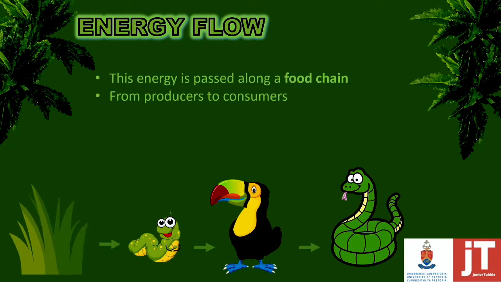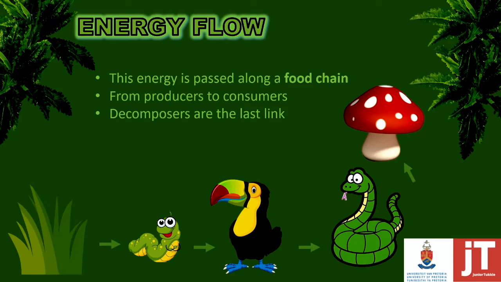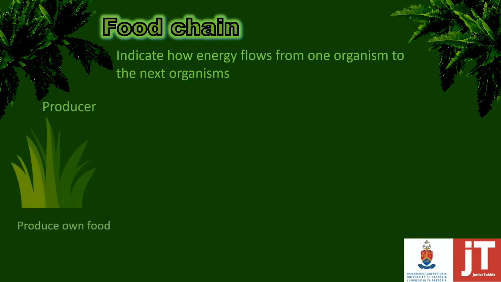There can be a number of organisms present in a food chain, and this is an example that you will notice at the bottom of the rainforest animals. We can also add the decomposers as the last link of our food chain, something like a mushroom, which breaks down dead plant and animal tissues. I've spoken about a food chain, but let's have a look at what a food chain is and how to make your own. A food chain indicates how energy flows from one organism to the next.